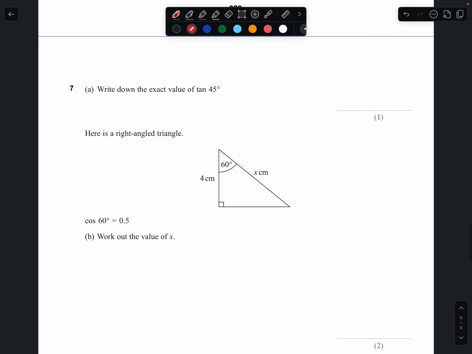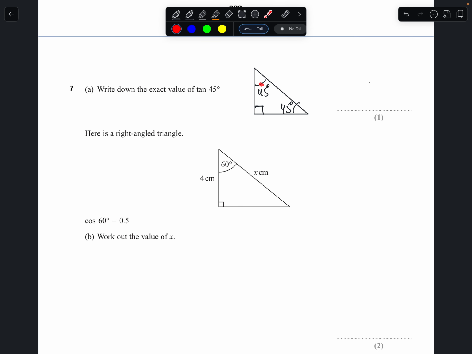अब यहाँ पे देखो, write down the exact value of tan 45. ये थोड़ा सा ट्रिकी है. देखो जरा tan 45. 45 का मतलब है, जरा देखना प्लीज. 45 means if this is 90, it's a right angle triangle. If one angle is 45, then the other would also be 45, 100%. There's no way it can be something else.